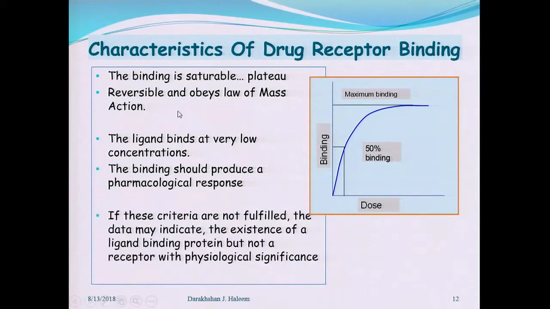So if these criteria are not fulfilled, the data may indicate the existence of non-specific binding of the drug, because a drug may bind to a number of proteins at high concentration, and those proteins are not in fact receptor proteins. Okay?